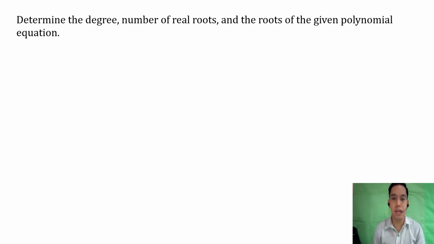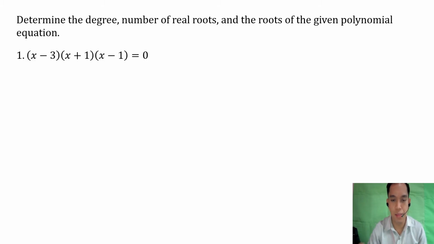Okay, so determine the degree, number of real roots, and the roots of the given polynomial equation. Number 1, quantity of x minus 3 times quantity of x plus 1 times quantity of x minus 1 equals 0. So, naka-express na as a product of linear factors ang ating polynomial equation. Naka-factor na siya. So, determine the degree first. So, what is the degree? Ilan yung ating x? Okay, so 3.